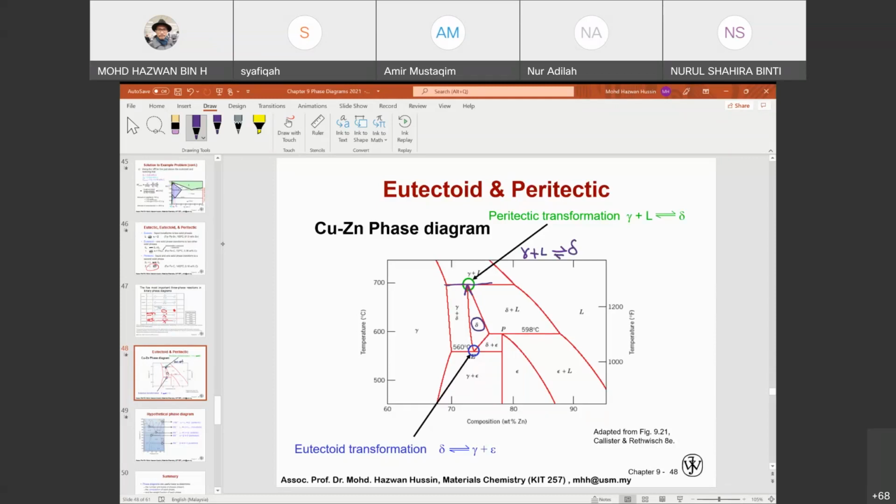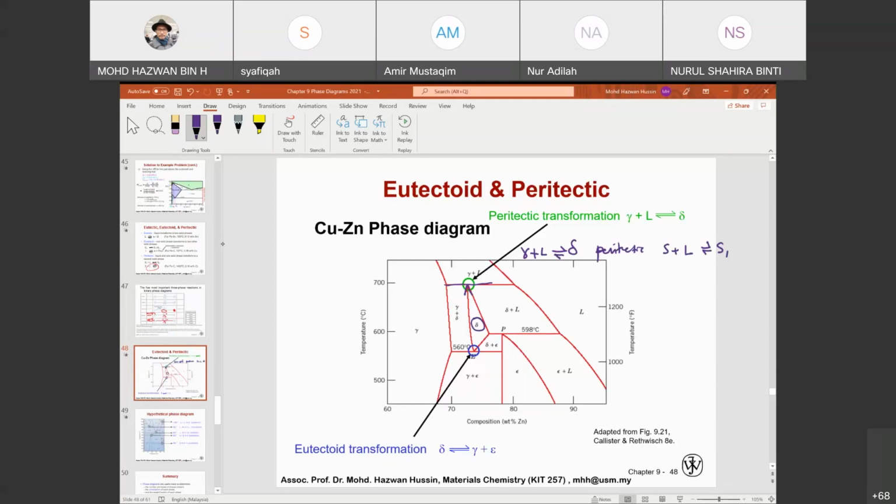So this is the best example for peritectic. So we know that for peritectic, it is actually solid plus liquid that forms another solid. Okay, so ini adalah untuk peritectic.